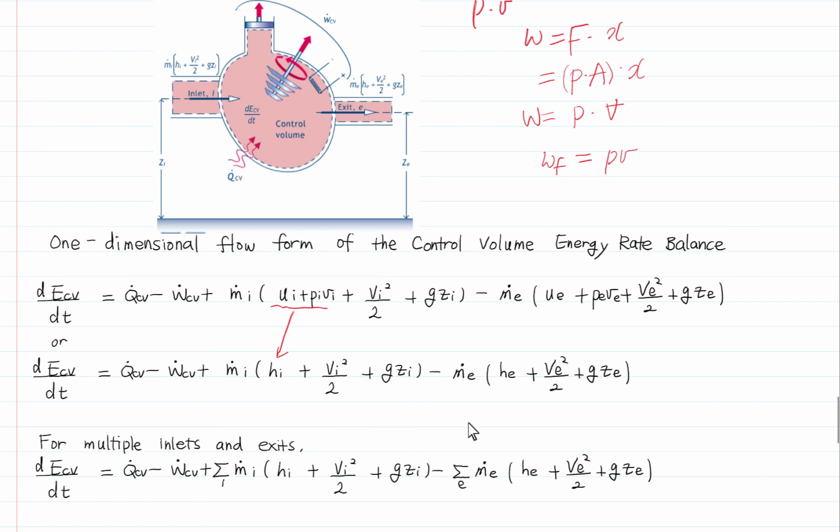This equation looks complicated, but it is often further simplified with appropriate assumptions. The change in kinetic energy or potential energy may be neglected, and the system may operate in steady state conditions, so dE over dt may be 0. For multiple inlets and exits, we use summations to include the total energy transfer across the system by mass.